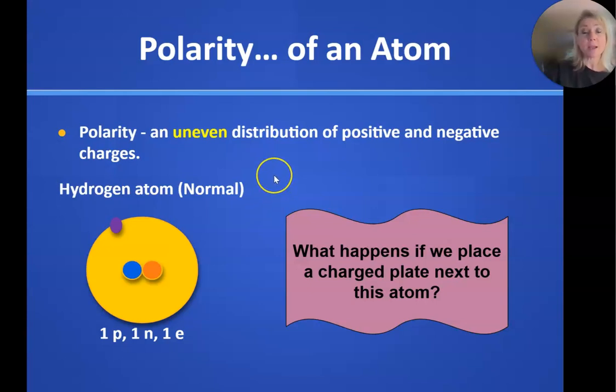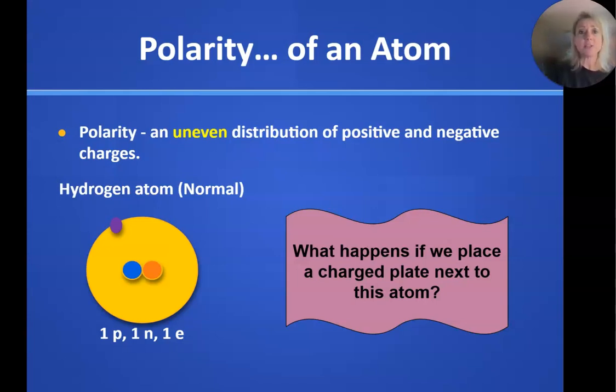One thing that you're going to be able to do by the end of this lecture is write out by heart the definition of polarity. Polarity is simply an uneven distribution of positive and negative charges. So that kind of means that you have all of your positive particles on one side and all of your negative particles on the other, instead of them being spread out nice and evenly.